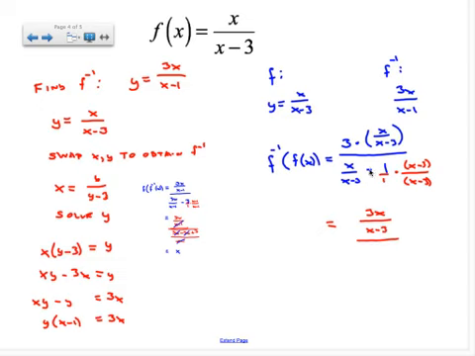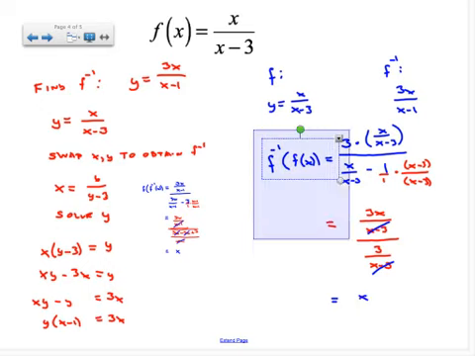Now we have x minus a negative 3, so that's going to be a 3 over x minus 3. When we flip the bottom fraction to multiply, those x minus 3's cancel out. And we have, again, 3x over 3, which comes out to be x. So we have verified that these are, in fact, inverse functions.